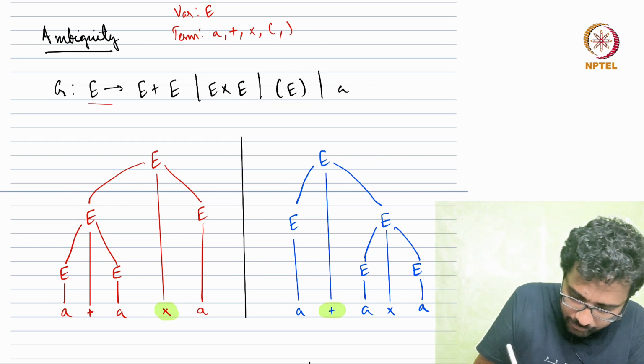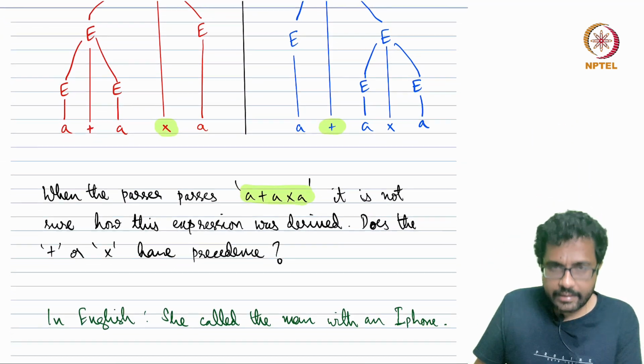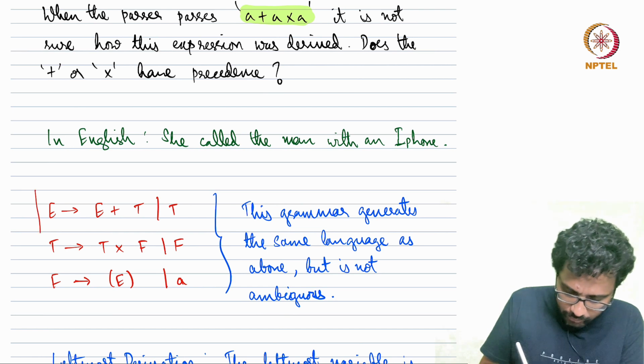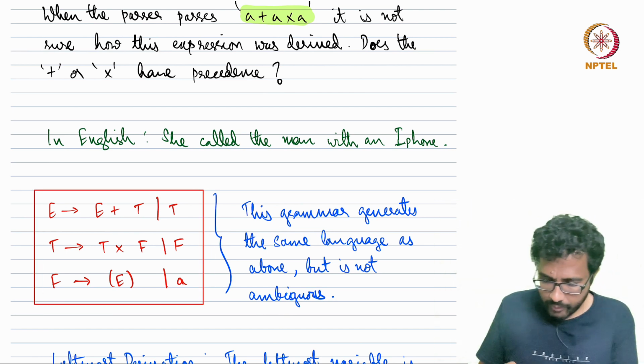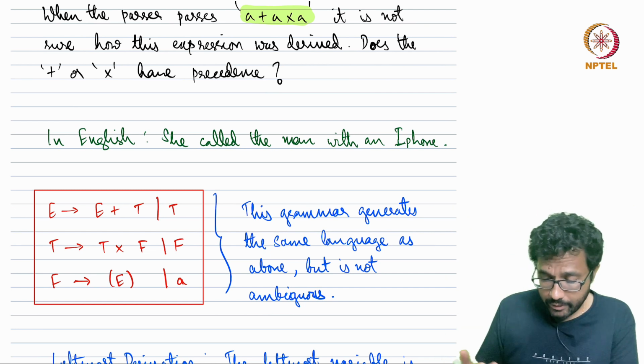This grammar that I have underlined here generates some set of strings. The grammar that I have written here also generates the same set of strings. However, this one does not have ambiguity because it has a different set of variables.